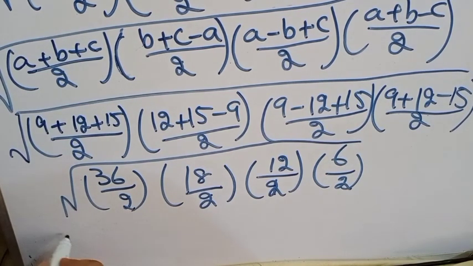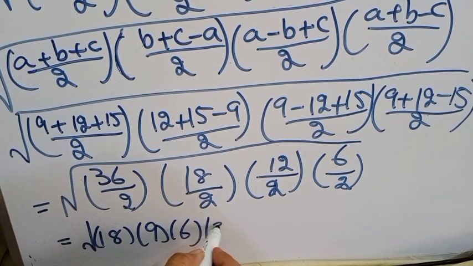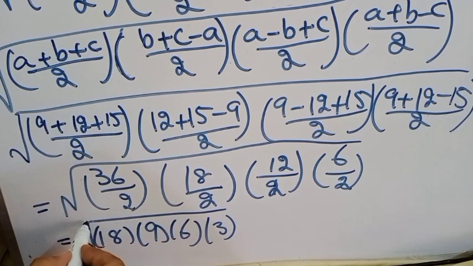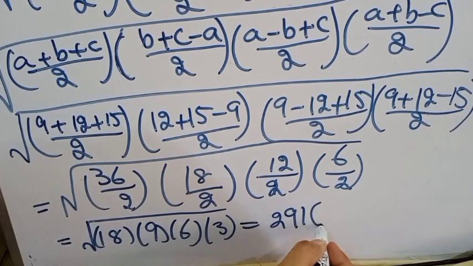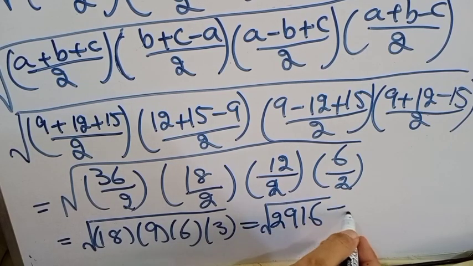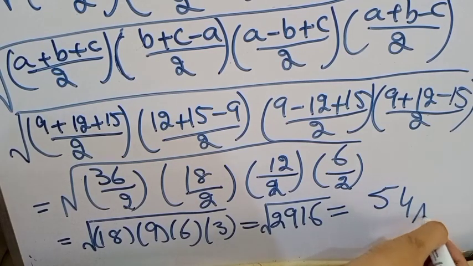This gives us 18, 9, 6 and 3. By multiplying all these values, we have square root of 2916, and this gives us 54, which is our answer.